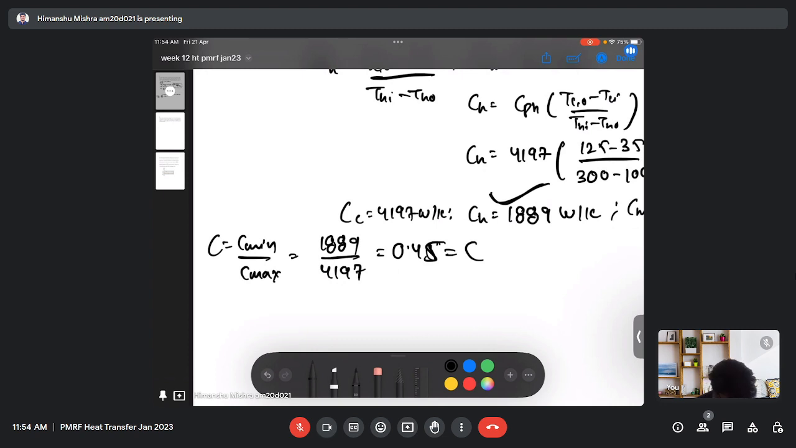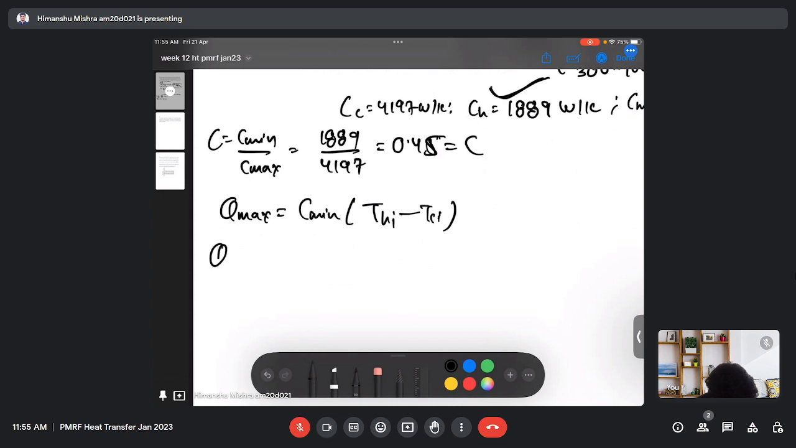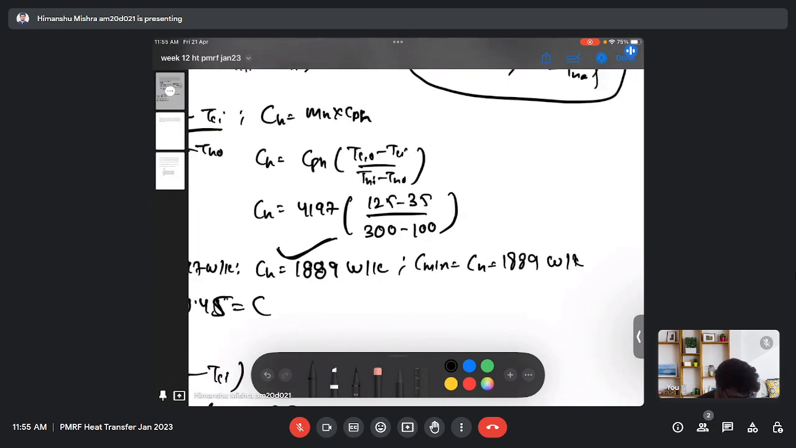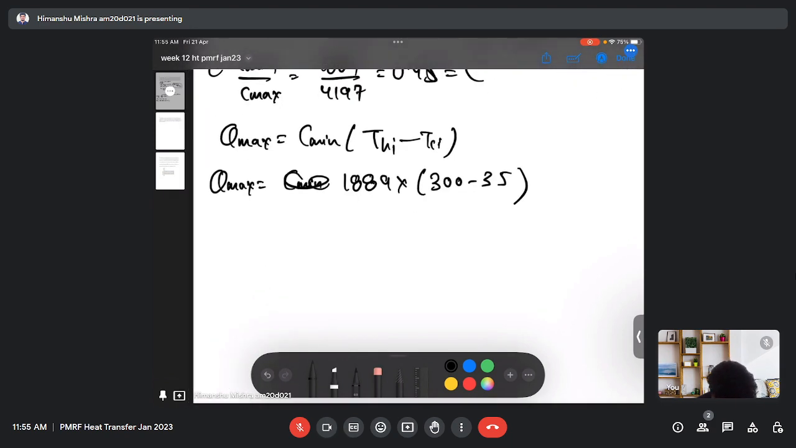for effectiveness, we have to calculate the maximum heat transfer. So my maximum heat transfer is C minimum times the difference of hot inlet and cold inlet. So my C minimum is 1889. Hot inlet is 300 and cold inlet is 35. And then Q max will be 10 to the power 5 watt.